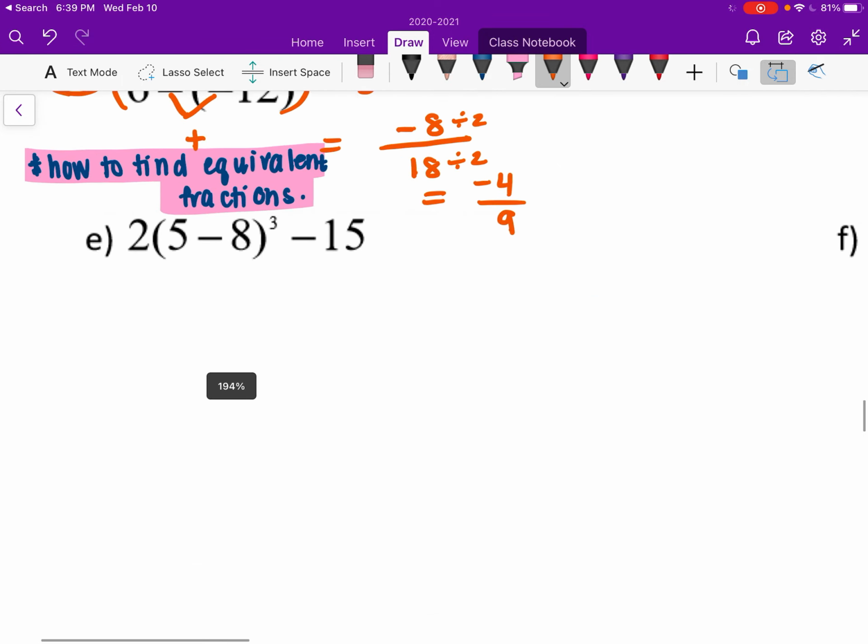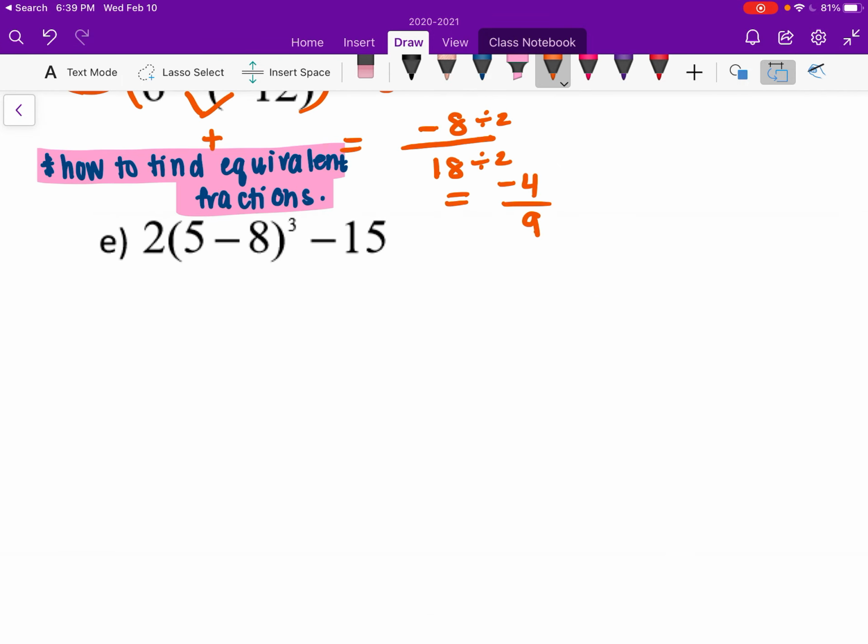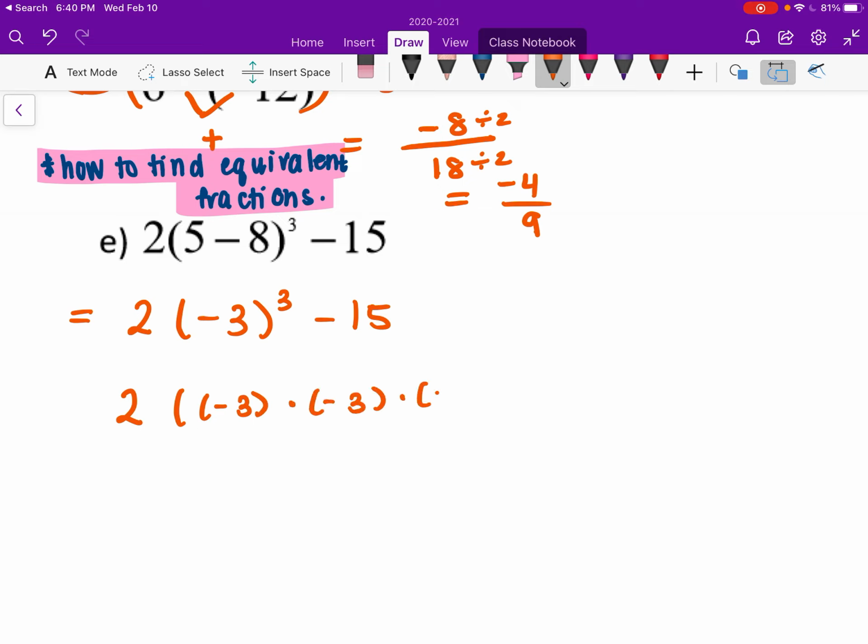All right, and then moving on, first things first, brackets. So 2, I'm just going to put that in here, 5 minus 8, which is going to give me negative 3, cubed, minus 15. Then, after you do brackets, exponents. Do we have an exponent? Yeah, the negative 3 cubed. So we're going to do negative 3 times negative 3 times negative 3, minus, so I'm just going to put that back in a bigger bracket. So negative 3 times negative 3 times negative 3 is going to give me negative 27 times 2 minus 15.